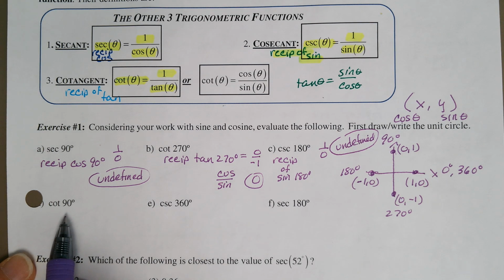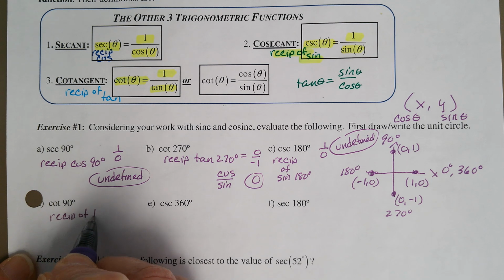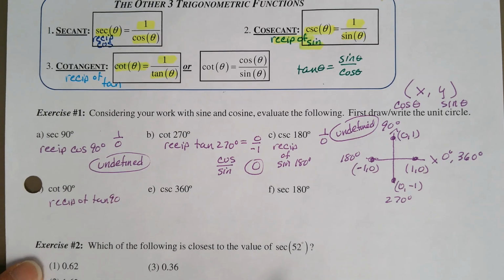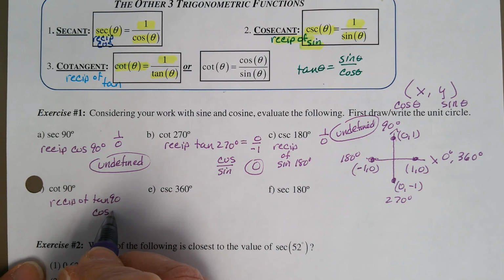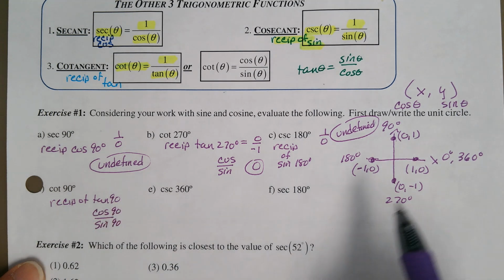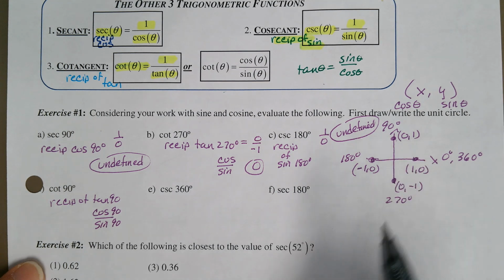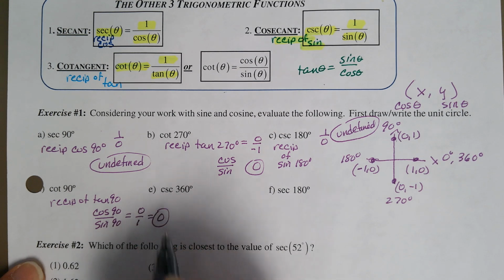Cotangent of 90 degrees is the reciprocal of tangent. Tangent would be sine over cosine, so we want cosine over sine. Cosine is the x-coordinate, 0. Sine is the y-coordinate, 1, which is 0.